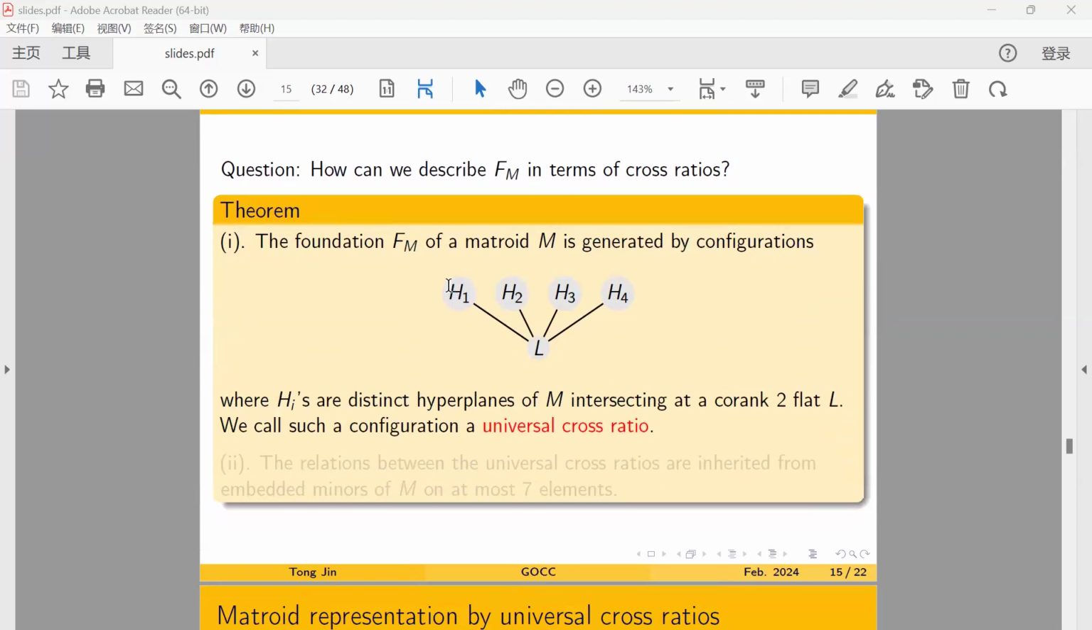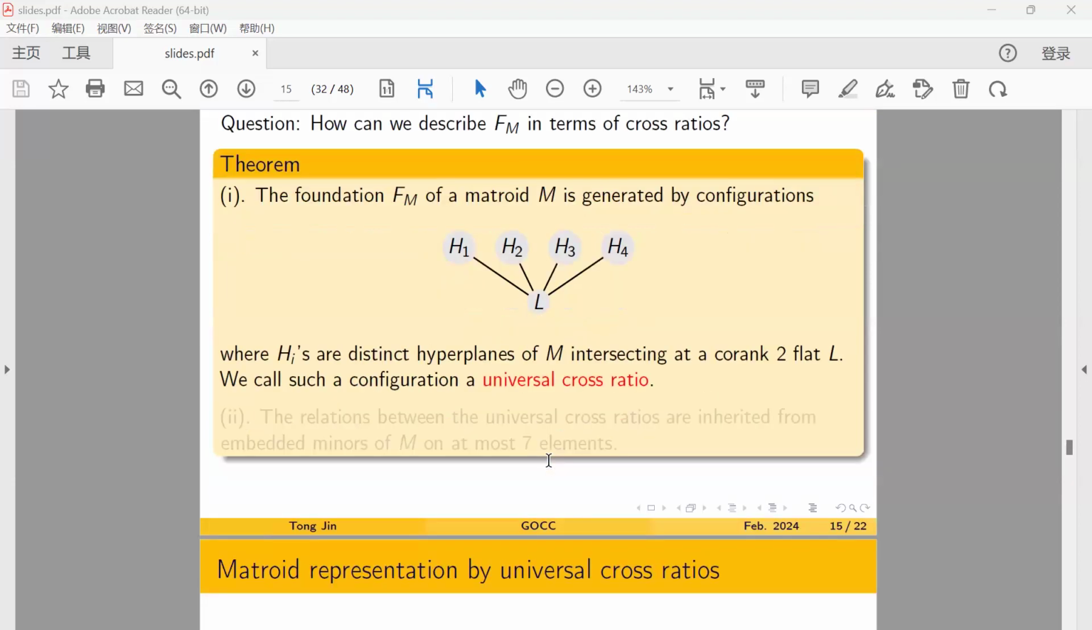lattice. So we have four distinct hyperplanes, H1 through H4, and they all intersect at a corank 2 flat L. And that is what we call a universal cross ratio. So it is independent of the choice of pasture P. Now the foundation Fm is generated by all of those configurations, by all of those universal cross ratios, or you can view it as a U24 minor inside the matroid M. And furthermore, those are the generators.